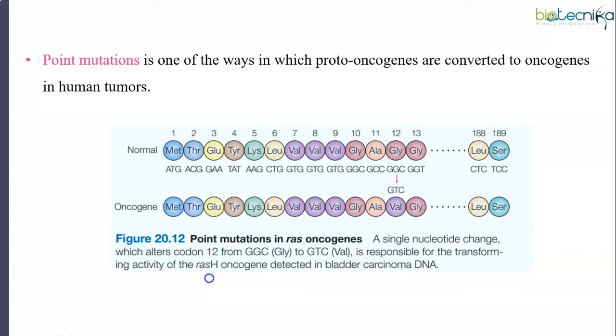Other than that, as I mentioned previously, point mutation. If you see, there is a single nucleotide change that has replaced glycine with valine, and this kind of mutation is detected in bladder carcinoma. It is the RAS-H oncogene wherein this point mutation occurred.